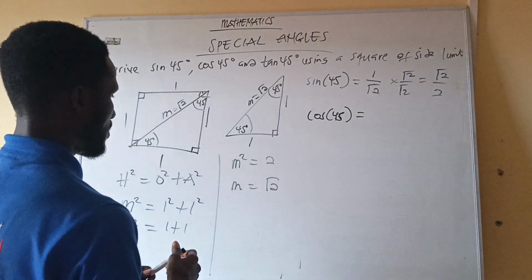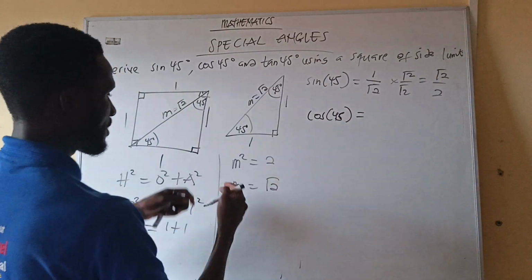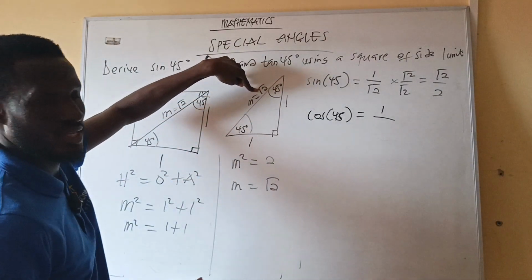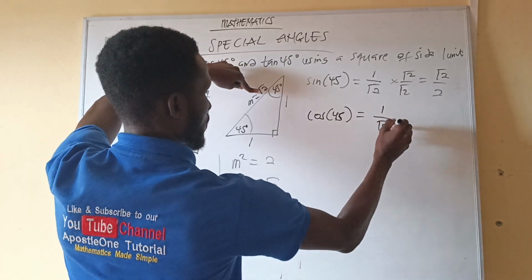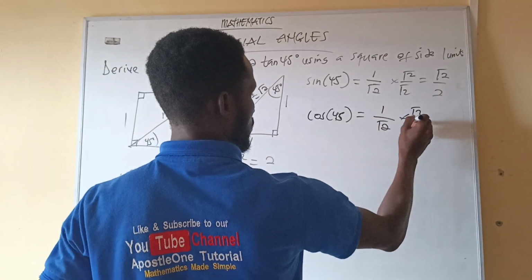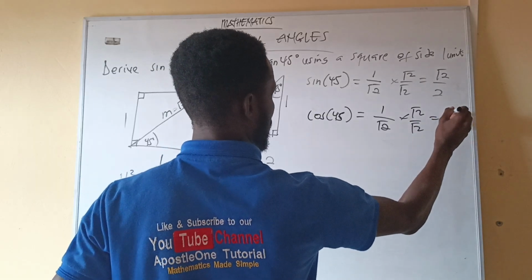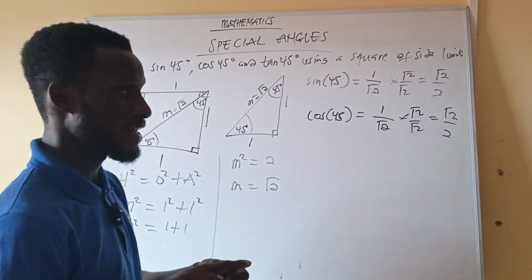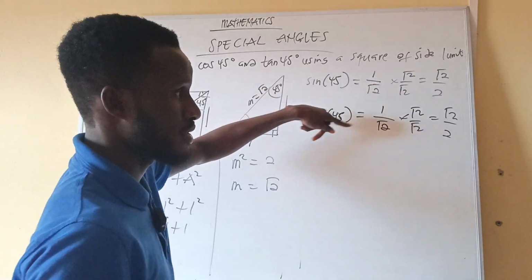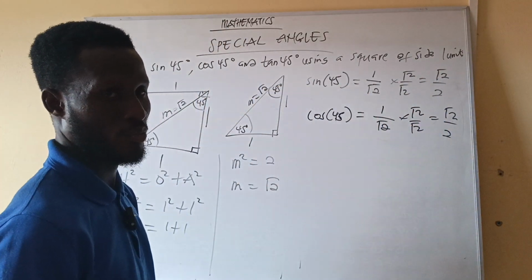Now, what is cos? Cos is adjacent over hypotenuse. The adjacent here is 1. The hypotenuse is the same, root 2. Don't forget, multiply this one by root 2 over root 2. We're going to get root 2 over 2. Have you seen that sine 45 and cos 45 add up to 90 degrees and we are getting the same answer? Yes, they are complementary angles.